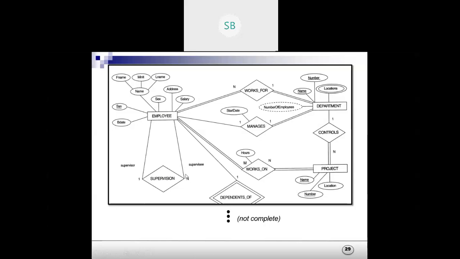So we have to think like this: employee, this is a recursive relationship, and here is supervisor, this is supervisee. You should remember there will be only one supervisor, and there can be n number of supervisees under him. So that is 1 is to n.